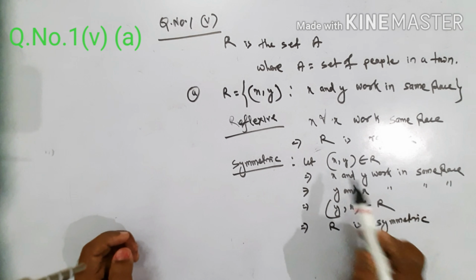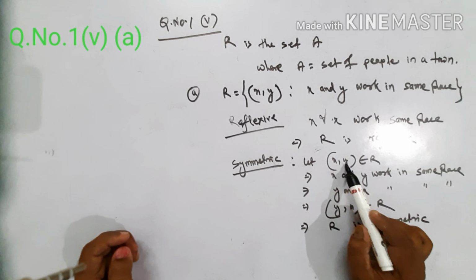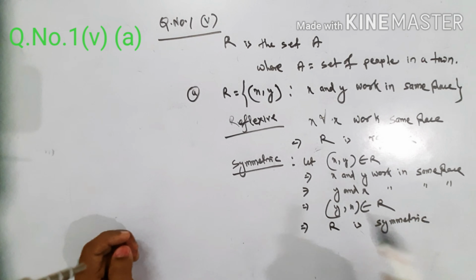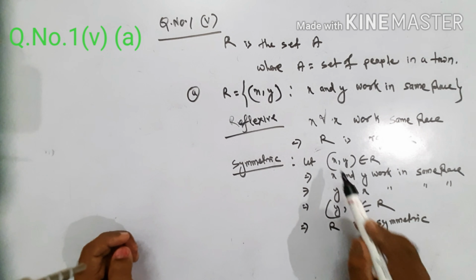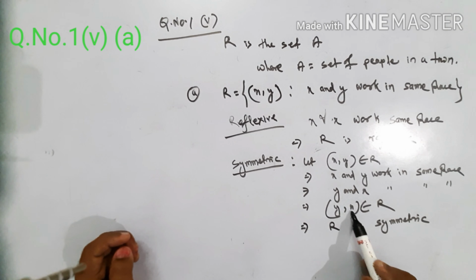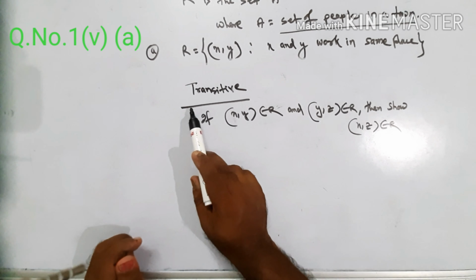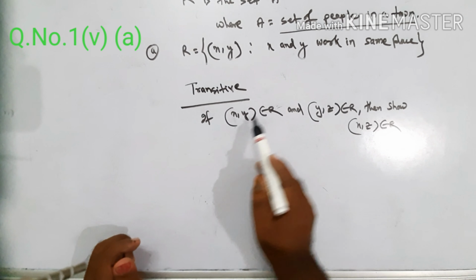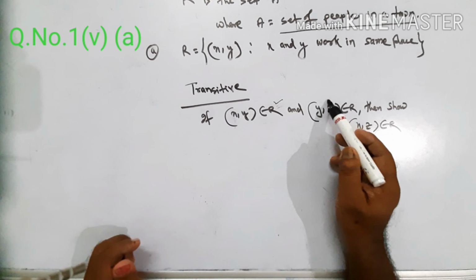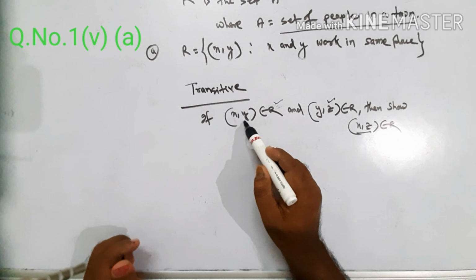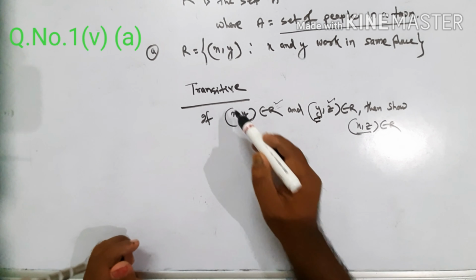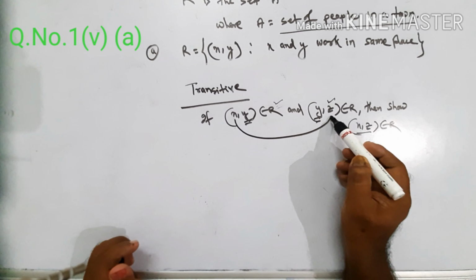You see here, the ordered pair (x, y) belongs to R. They are working in the same place. In reverse also working in the same place. So (x, y) belongs to R, that is (y, x) belongs to R. That means R is symmetric. The next property is transitive. So in transitive, we have to show if (x, y) belongs to R and (y, z) belongs to R, then we have to show (x, z). Second relation, then we have to show the first and third.